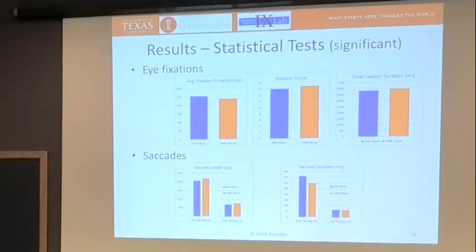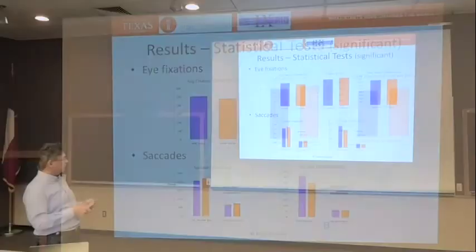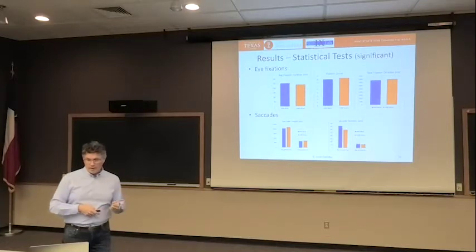So the average fixation duration was higher where people were mind wandering. Fixation counts were actually lower when people were mind wandering. And the total fixation duration in this period was higher for non-mind wandering, that is, when people were reading. Saccades were generally shorter for mind wandering, whereas the duration of saccades was longer when people were mind wandering.